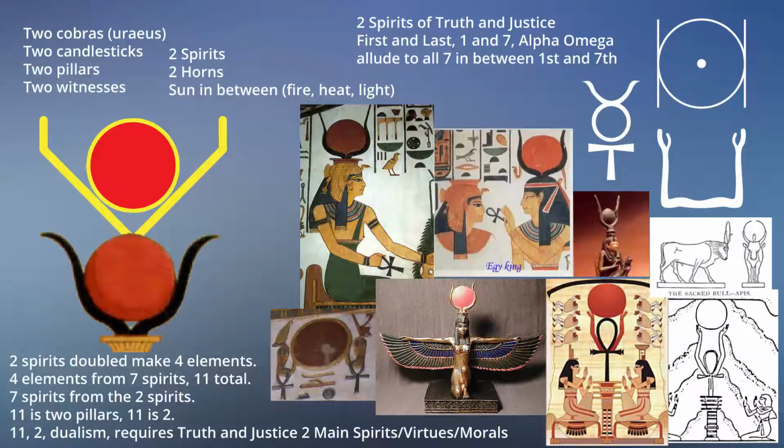11 is two pillars, 11 is two. 11 is two, dualism requires truth and justice, the two main spirits and virtues and morals, truth and justice. So that's 11, Tarot 11, justice, truth and justice. The virtues, morals, they contain the seven virtues and morals, however many you want to think of. They're symbolically encapsulated between the truth and light and the justice, the heat.